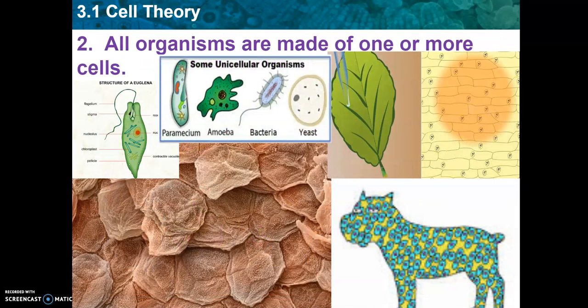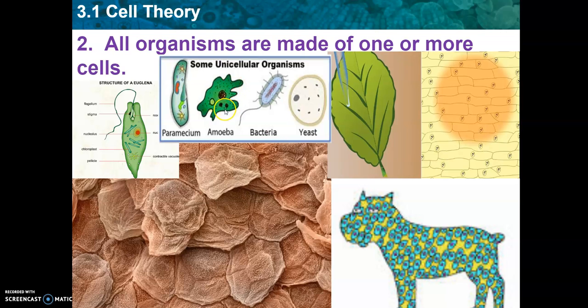The next one is all organisms are made of one or more cells. So we've got examples of each of them. Now here we have, and I mentioned these when I mentioned Anton just a few minutes ago, unicellular organisms. So they're made up of a single cell. And what that means is that all of the functions of life, and we went through the characteristics of life, all those tasks have to be carried out in a single cell.